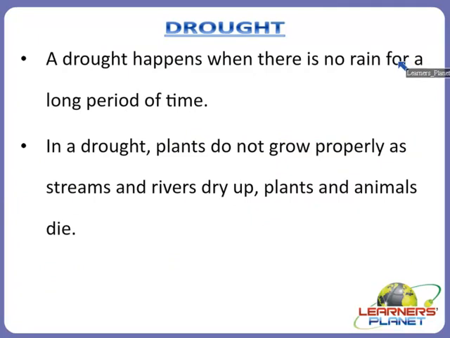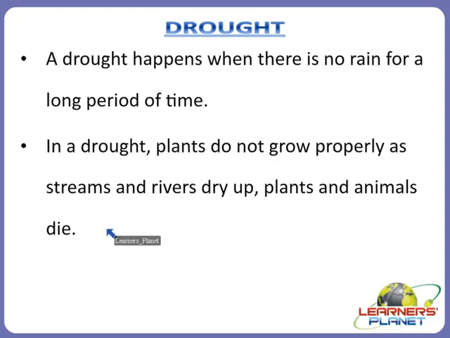Now, as I said, if deforestation continues, there will be insufficient rainfall, right? And natural disasters may occur, like drought. Now what is drought? Let us understand this term and let us learn about it. Yes, a drought happens when there is no rain for a long period of time. And what happens in a drought? In a drought, plants do not grow properly as streams and rivers dry up and plants and animals die.